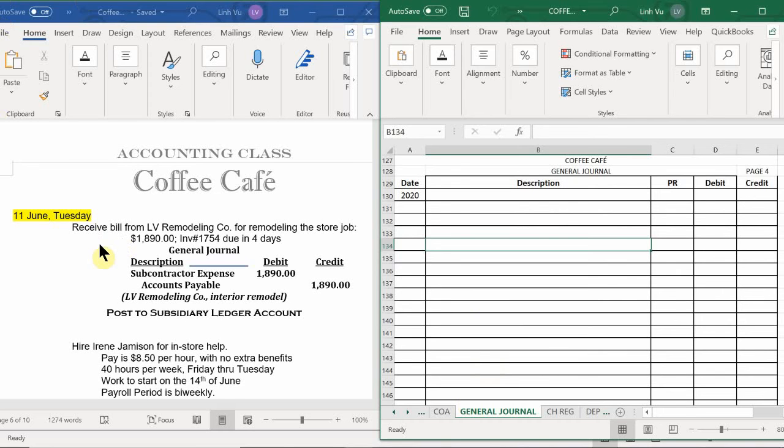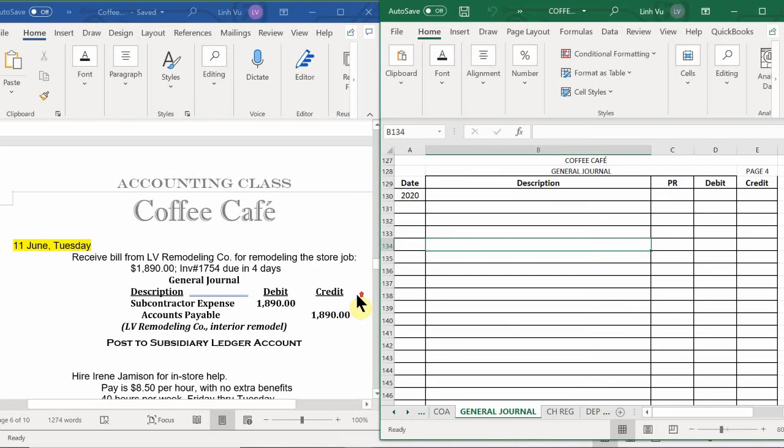In this case, we received a bill from LV Remodeling Co. for remodeling the store job. Then it says right here that the total amount was $18.90, and it was invoice number 754, due in 4 days. So here we received a bill.